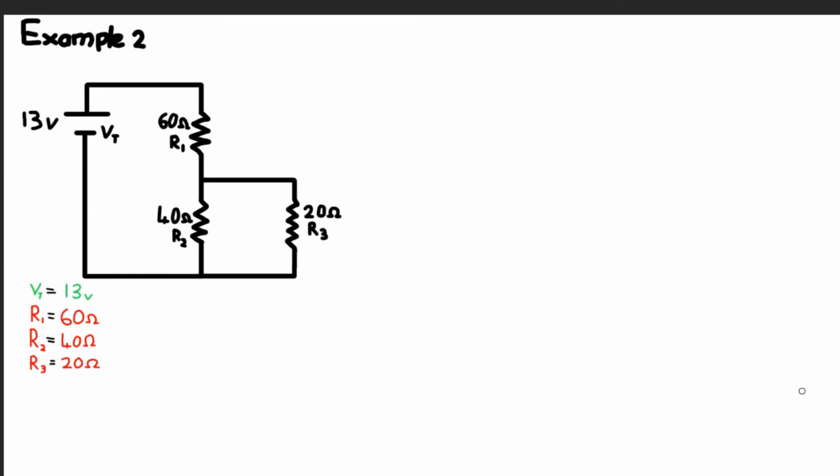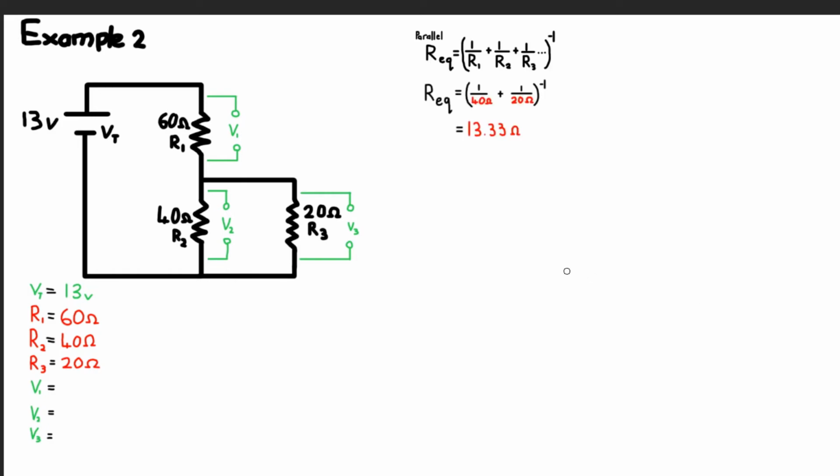Same question, but let's say we add a little 20 ohm resistor here. That makes this parallel. So same as before, you want to start with your equivalent resistance, put that into your voltage divider formula, and you get your voltage out. To get the equivalent resistance in a parallel circuit, you use the formula 1 over R1 plus 1 over R2 plus 1 over R3 and so on, all to the power of negative 1. So here it would be 1 over 40 plus 1 over 20, all to the power of negative 1, which gives us R2 EQ of 13.33 ohms.